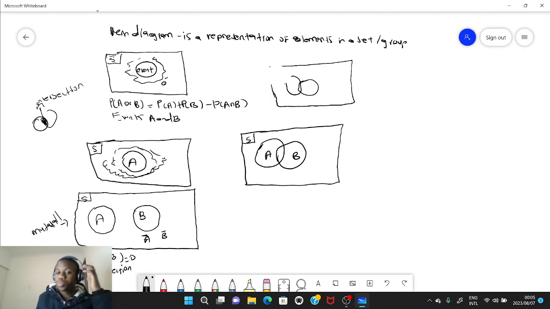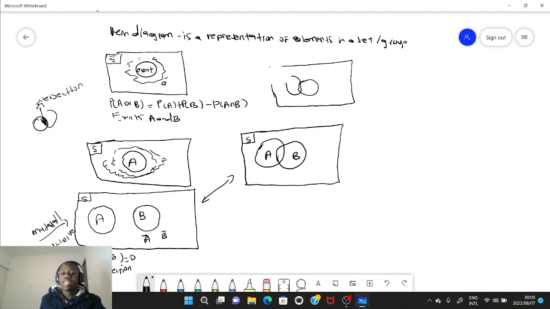Right? So the difference between these two Venn diagrams is that the first one doesn't have an intersection, while the other one has an intersection. And then we said whenever we don't have an intersection, or whenever the intersection of the two events is equal to zero, we know that we have mutually exclusive events. You know that we have mutually exclusive events, right?